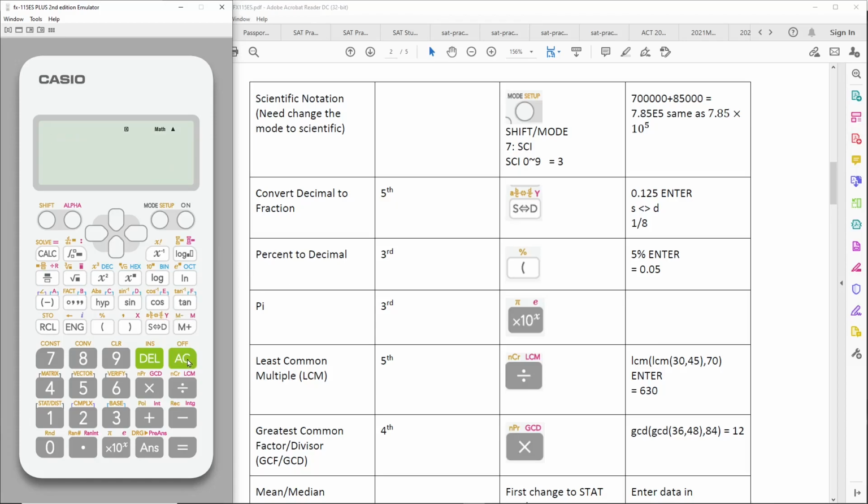Now if I want to change from percent to decimal, I'm going to put in 5 and then use my percent sign: shift, and this button right here with the parenthesis, do equal. So now it says a fraction, 1/20th, but I can convert it to a decimal by pressing this button, which gives me 0.05. Sometimes you might need the constant pi. So I use shift and this button down here, and that'll give me pi. Again, change it to decimal if you need that.